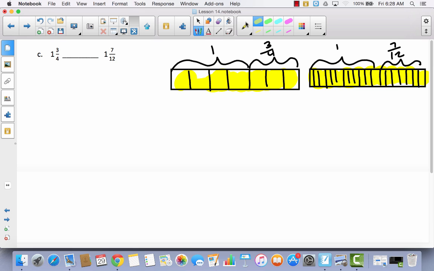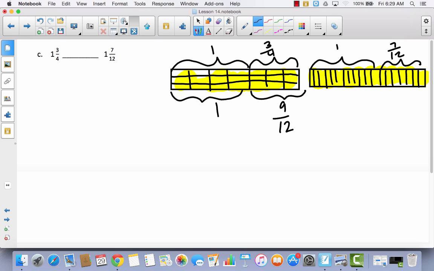All right, so let's start by determining which would be easier. Would it be easier to get this 4 to 12 or to get this 3 to 7? Well, I think it'd be easier to get the 4 to the 12. So I could take this and divide this into 3 parts. So I'm going to treat this as an area model and do this because it's faster. So now, instead of 1 whole and 3/4, I have 1 whole and 1, 2, 3, 4, 5, 6, 7, 8, 9 out of 12.